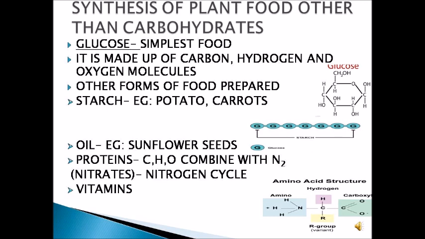The second one is oil, which is found in oil seeds like mustard, groundnuts, almonds, etc. Oil is also made up of carbon, hydrogen, and oxygen, but in different numbers and arrangement. The third one is proteins, which include nitrogen along with carbon, hydrogen, and oxygen. Nitrogen is added in the form of nitrates by a specialized process called nitrogen fixation cycle, which you will be learning in higher classes. Food can also be stored in the form of vitamins.